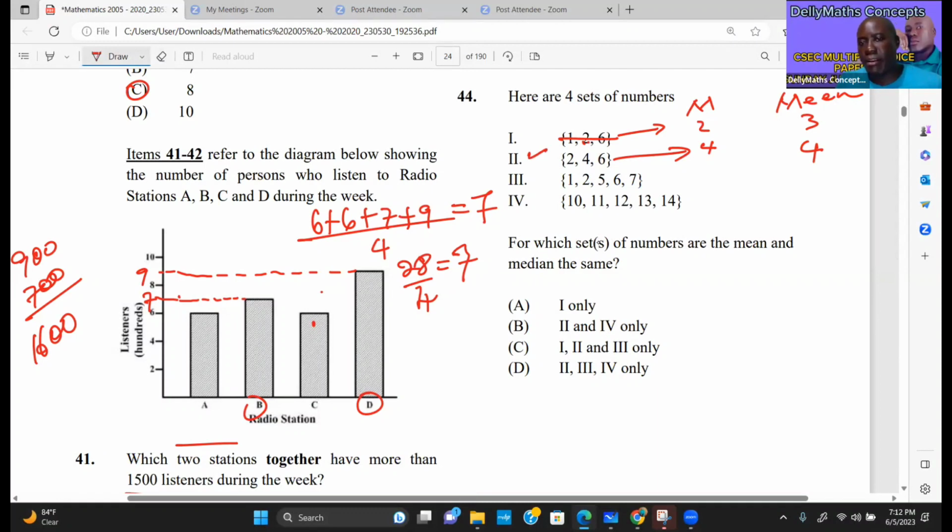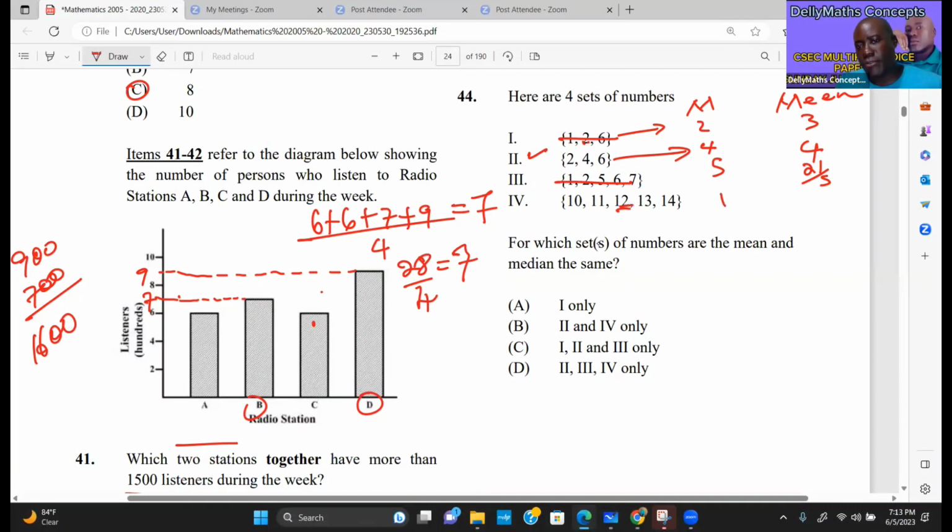The median here is 5. 1 plus 2 is 3. 3 plus 5 is 8. 8 plus 6 is 14. So we get 21. All right, make sure it's 21, guys. 21 divided by 5, since there are 1, 2, 3, 4, 5 numbers. 21 divided by 5 is not 5. So this is out.